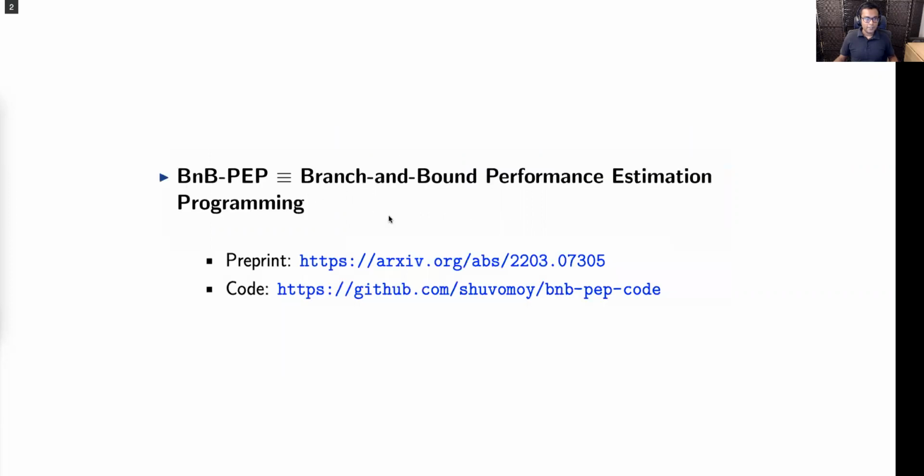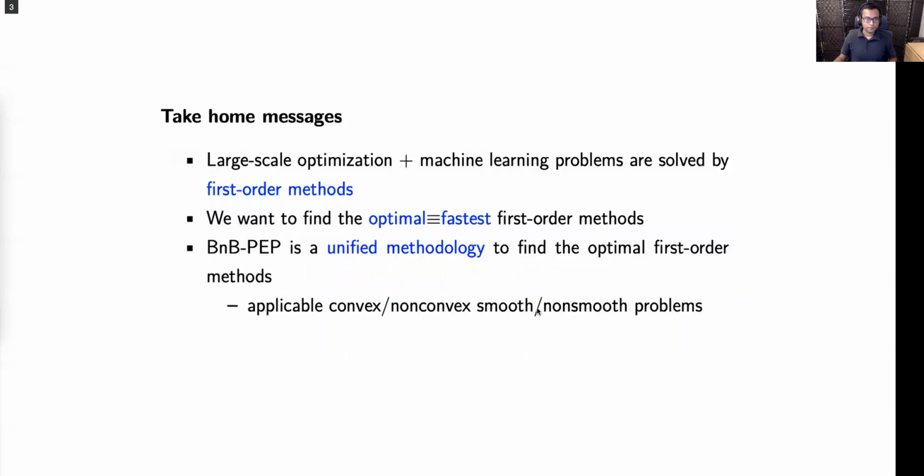Now, what is BnB-PEP? BnB-PEP is an abbreviation of branch and bound performance estimation programming. The paper that I'm going to talk about, you can find a preprint at this link, and you can find the open source Julia code for our paper at this GitHub link.